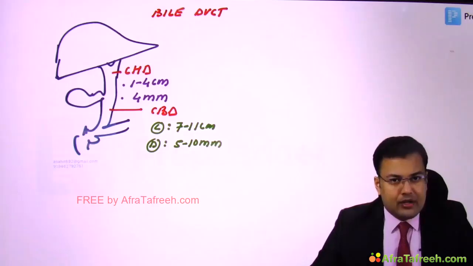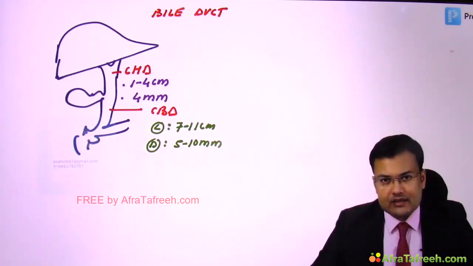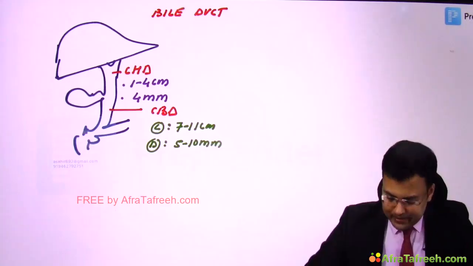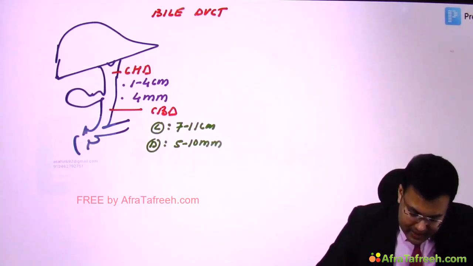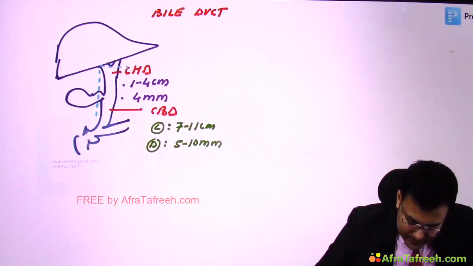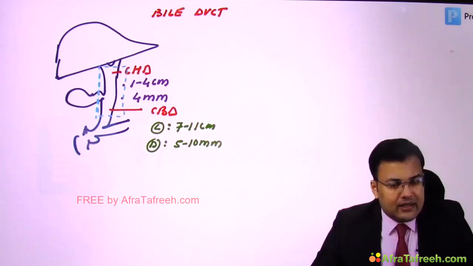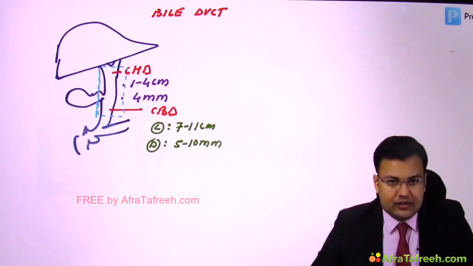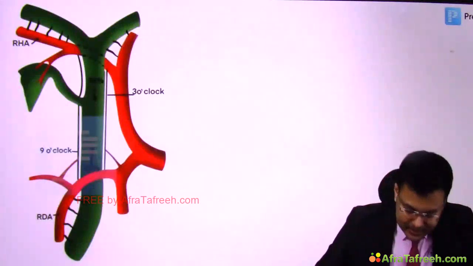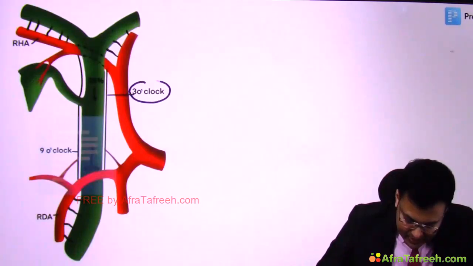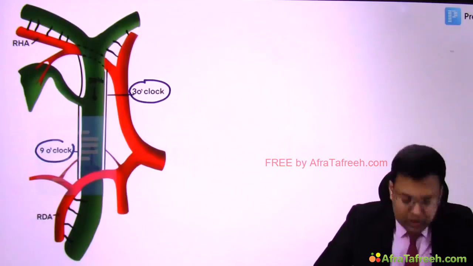After that, important point is, now we are going to discuss the blood supply of bile duct, which is very important and frequently asked in exams. So see the blood supply. Bile duct is having coaxial blood supply at 3 o'clock and 9 o'clock position.